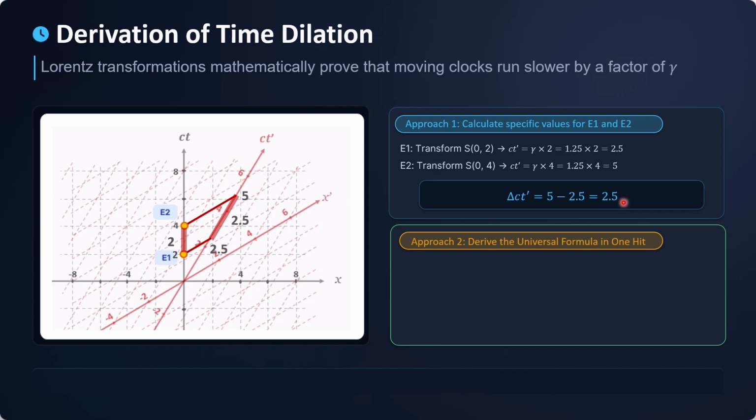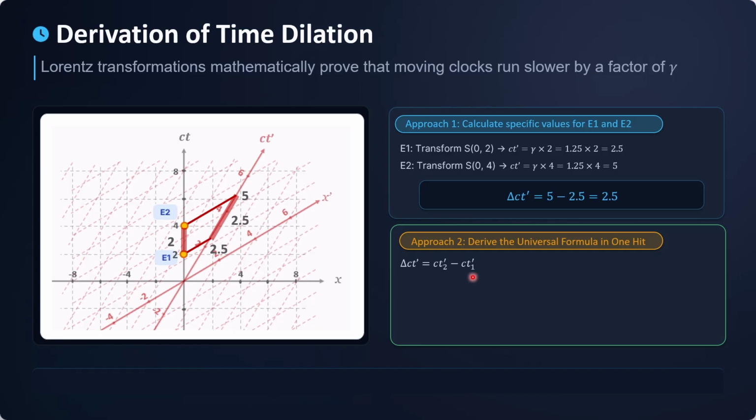Now, calculating 2 separate points every single time is a waste of precious quest time. Let's derive a universal formula in one hit. Look at approach 2 in the green box. Delta CT prime equals CT 2 prime minus CT 1 prime.